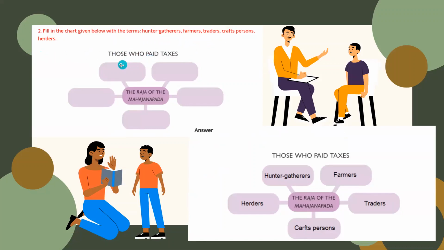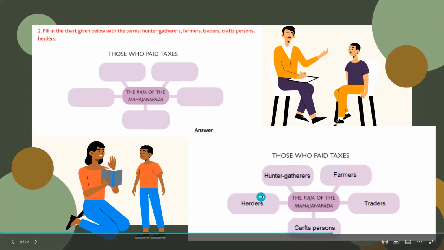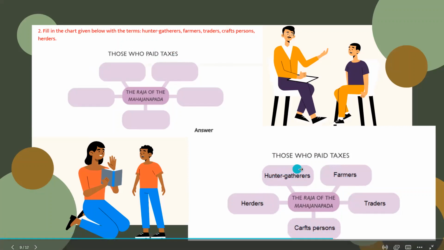Moving on. Fill in the chart given below with the terms hunter-gatherers, farmers, traders, craftspersons, herders. Who were the people who used to pay taxes? Farmers, traders, craftspersons, herders. These people used to pay the tax.